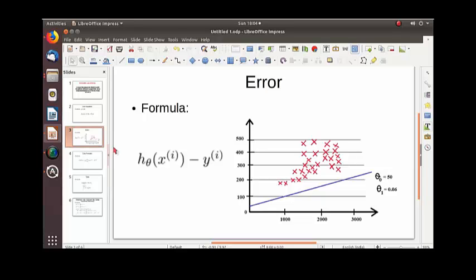So the question is how we can minimize this error. By the way, this is an error matrix: the difference between each point of our actual output and our regression line. To understand how we can minimize this error, we need to understand a cost function.